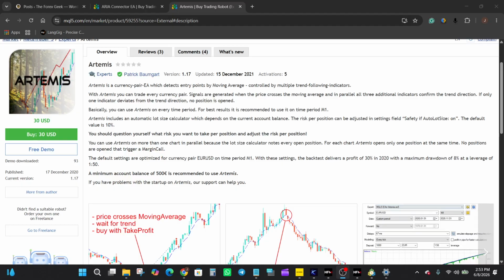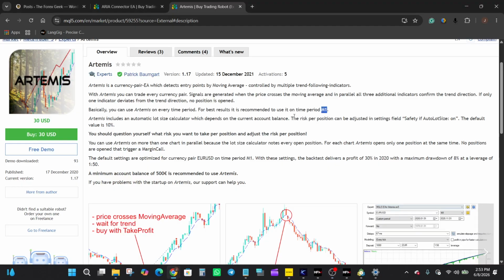Moving forward, the developer mentions that the EA can be used on any currency pair and any time frame, but it is recommended to run it on the M1 time frame for best performance based on the default setup. There is also an automatic lot sizing feature built in. Position size is calculated based on account balance and the risk per trade can be adjusted in the settings. The default risk value is set at 10%. So this is something users need to pay attention to when configuring the EA.